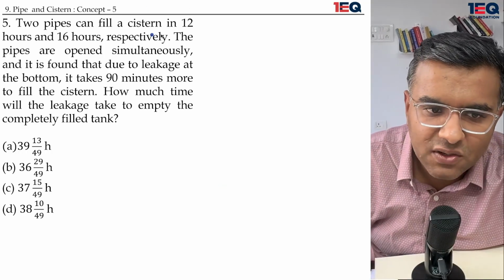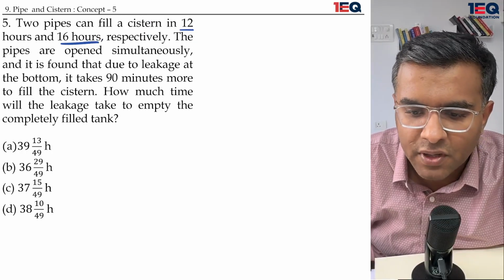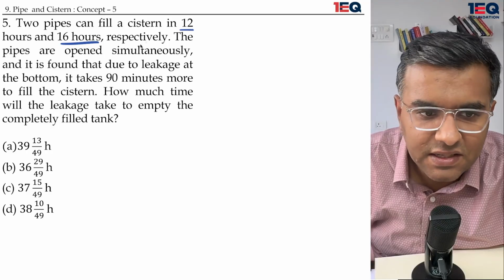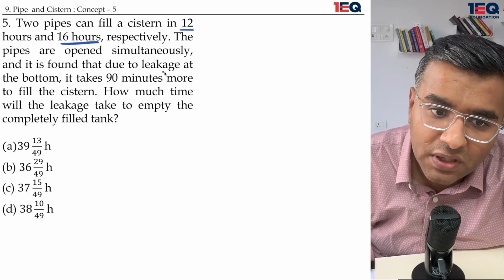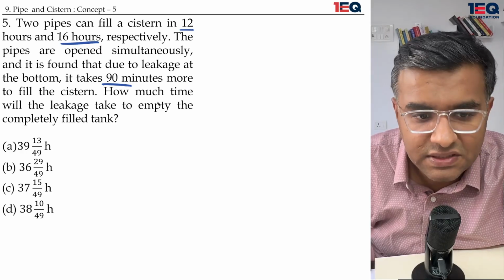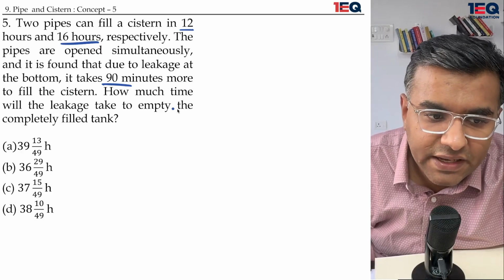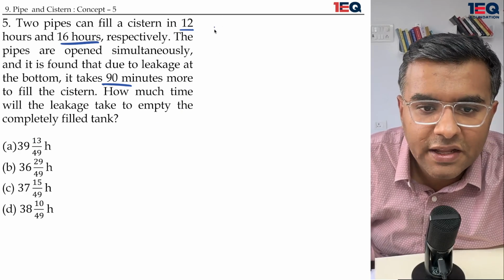The question says that 2 pipes can fill a cistern in 12 hours and 16 hours respectively. They both are opened simultaneously and it is found that due to a leakage at the bottom, it takes 90 minutes more to fill the cistern. How much time will the leakage take to empty the entire cistern? I'll take it step by step.